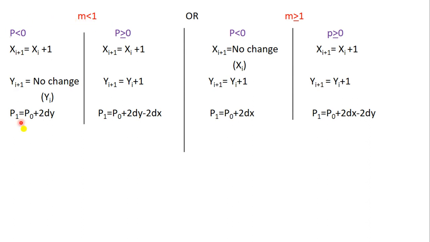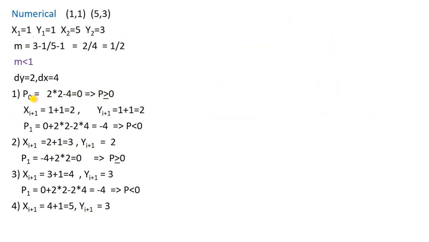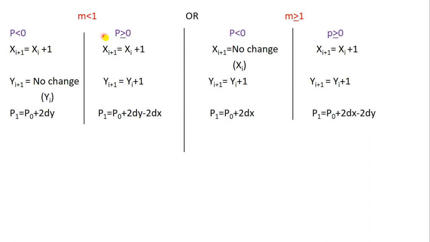Now we are following only this section, because we have slope as half, and half is less than 1, so we have totally ignored this section. Now we got the decision parameter as 0, means p is equal to 0. In this section we have p less than 0, or p greater than or equal to 0. Here the equal to 0 case is included, so p is greater than or equal to 0, which means we have to follow this section and ignore the other section.